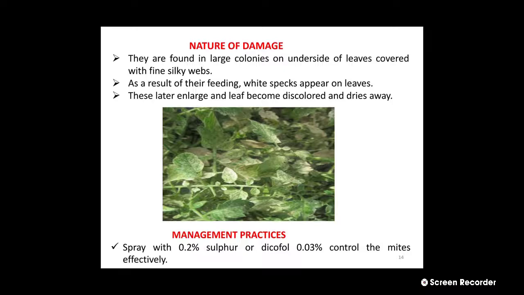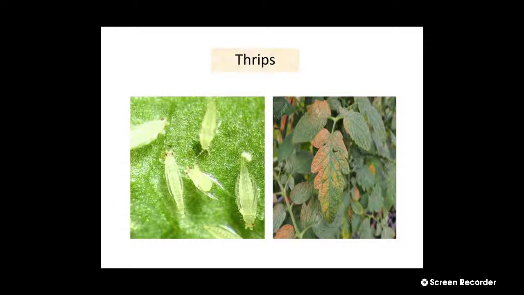Then management practices. We can spray any miticide. Examples of miticides are sulfur 0.2%. Then we can also use dicofol 0.03%, which controls the mite effectively. Then thrips is a minor pest. So this is all about the different major as well as minor pests of the tomato.